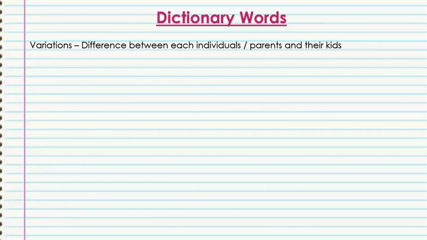Variations. What is variations? The difference which you are able to see between any two individuals, or the difference which we are able to see between the parents and their kids. This is termed as variation. The difference between the two.